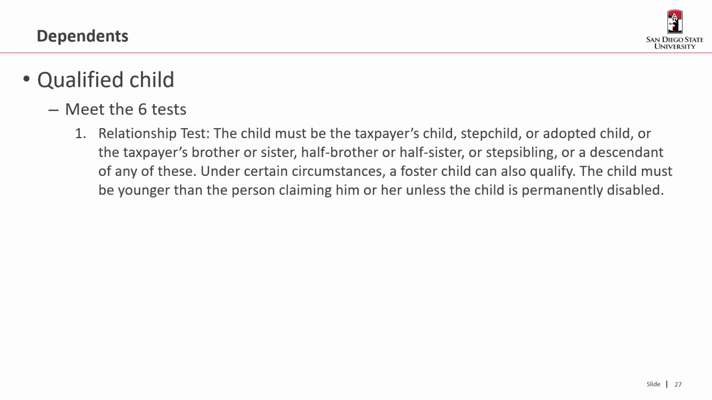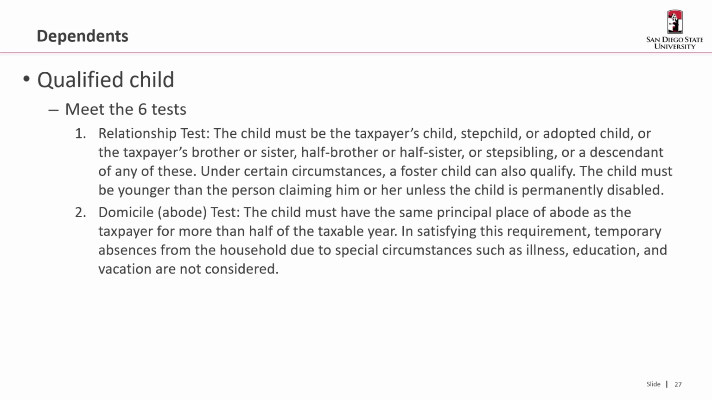The child must be younger than the person claiming him or her, unless the child is permanently disabled. So, for example, if you ended up in a weird situation where one of your parents married a much younger spouse, and then you had kids again, and you ended up with a stepbrother that was actually older than you, kind of thing. Well, unless that person is permanently disabled, you can't claim them.